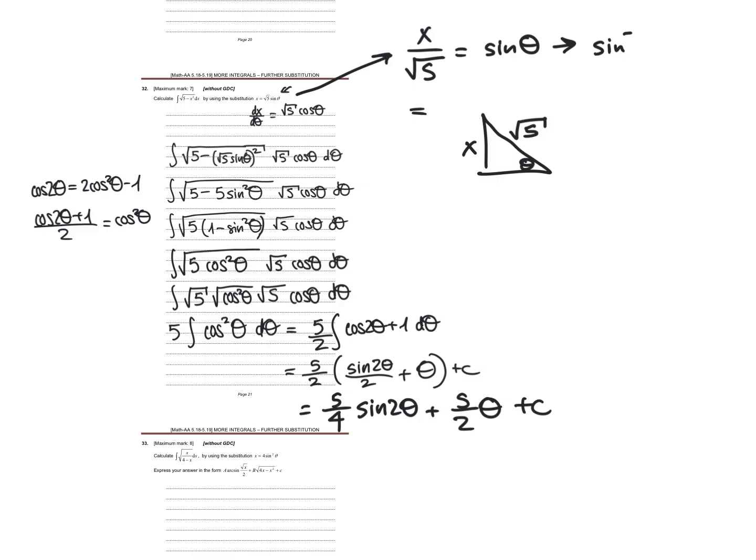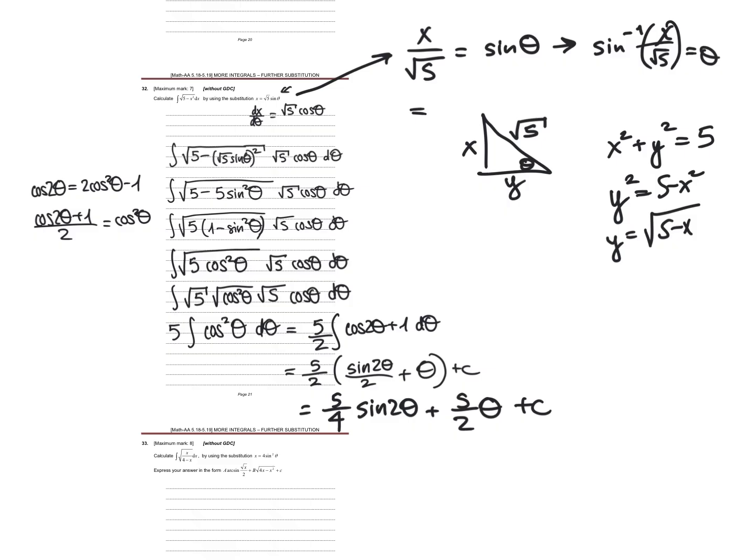So I think actually we can use sine inverse of x over root 5 is theta for this theta. But here, if we do x squared plus y squared equals root 5 squared, we're going to have that y squared is 5 minus x squared. So y is root 5 minus x squared. So this will be the cosine.